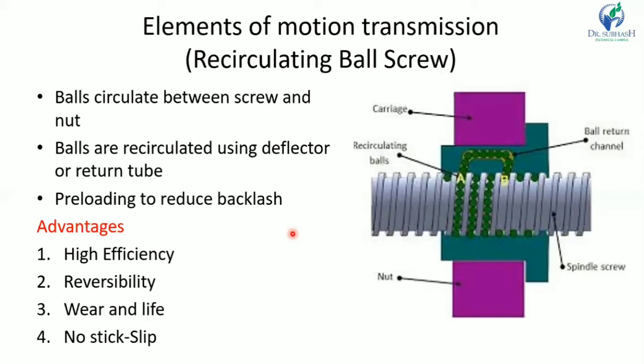Then reversibility. The ball screw and nut assembly is reversible, which makes it possible to back drive the unit. That is, by applying axial force to either nut or screw, the unconstrained member can be made to rotate. And wear and life.